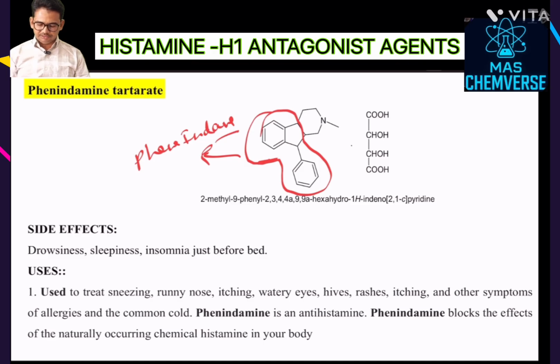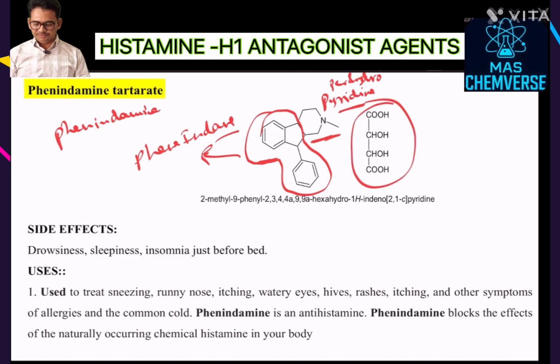Attached to what? Pyridine, that is parahydropyridine. That's why it is called the phenindamine. This is the tartrate in the form of salt. That's why it's called phenindamine tartrate. This also will have the same uses. It is used in allergies, various allergic reactions. Along with allergies of the nose, allergies of the eyes, and other allergy symptoms, it is going to be treated along with the common cold.